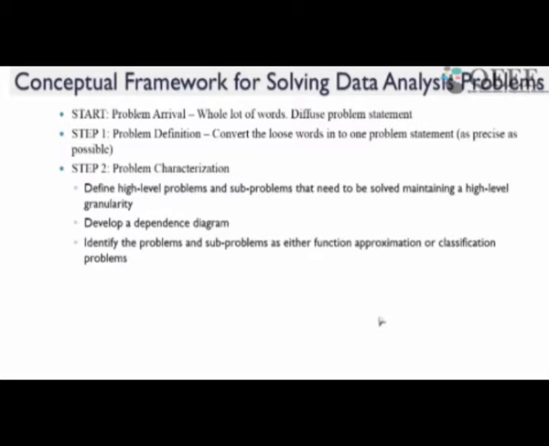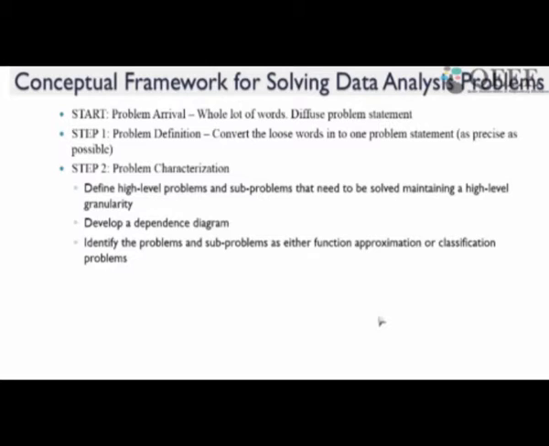Step 1 is problem definition. Convert those loose words into one problem statement which is as precise as possible. We have to discuss with the client, ask for their requirements, and then see what we can get from this data, and then convert this whole lot of words into a single precise problem statement. This is the first step in a data analytics problem, and it is the most time-consuming one also. That's because you will have a whole lot of data, and based on the requirements we need to assess whether we can answer those questions from the data, and based on that we arrive at the problem definition.